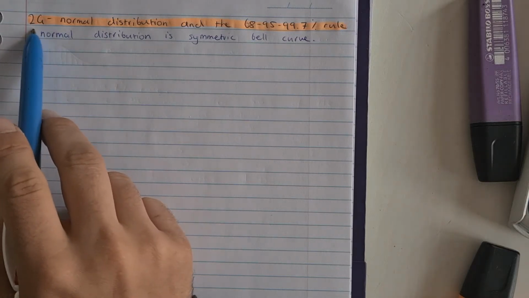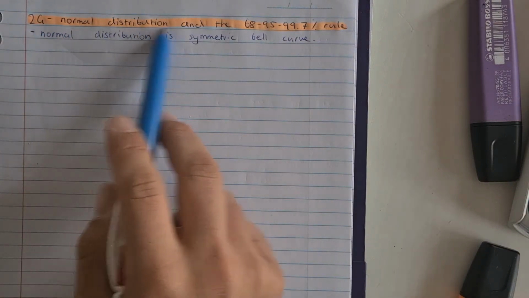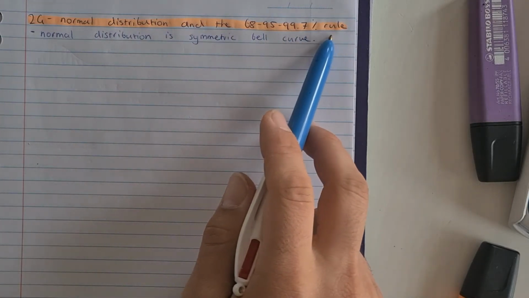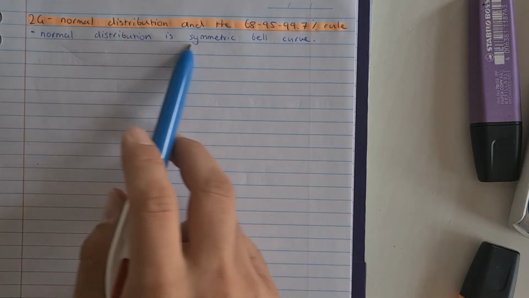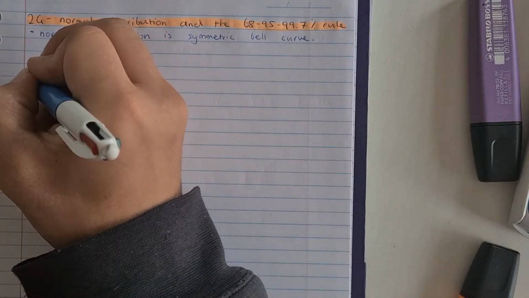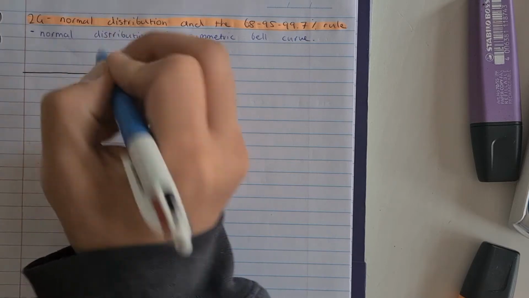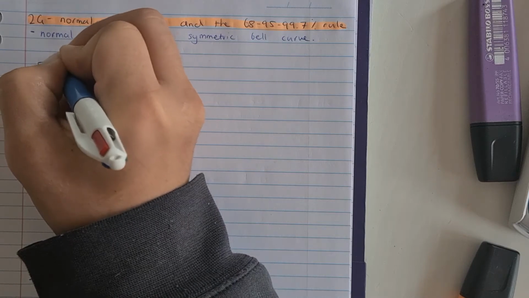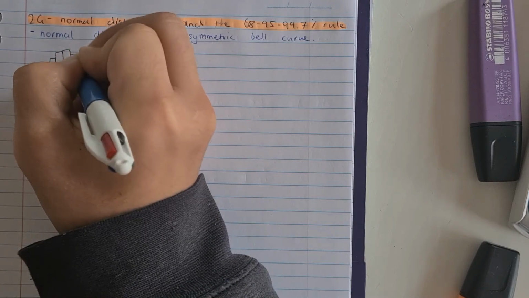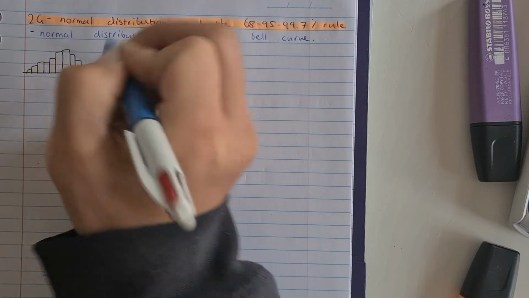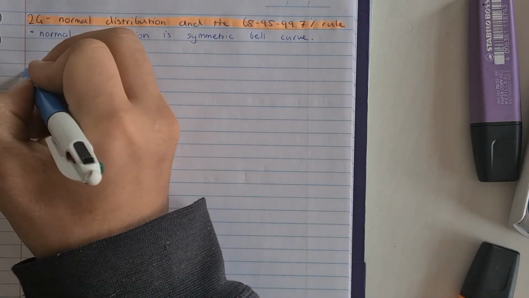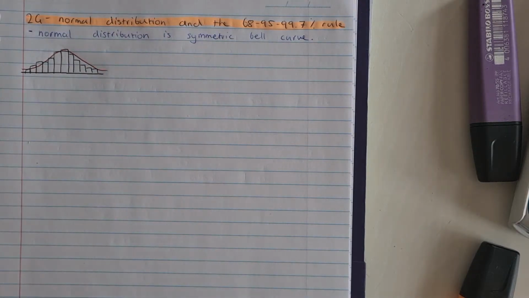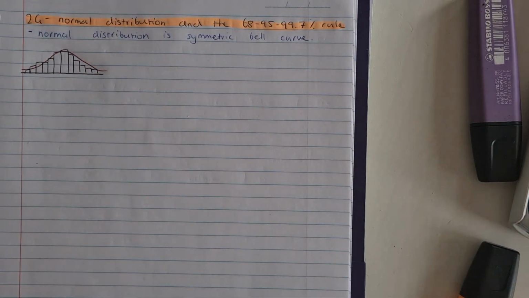So chapter 2G looks at the normal distribution and the 68, 95, 99.7% rule. Now, a normal distribution is a symmetric bell curve. So if we had a histogram that was at least roughly symmetric, you can see that it does roughly follow this kind of bell curve shape that I've just drawn in red. Now, these sort of normal distributions show up all the time in real life.